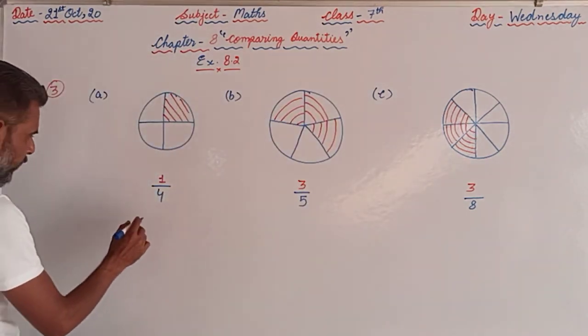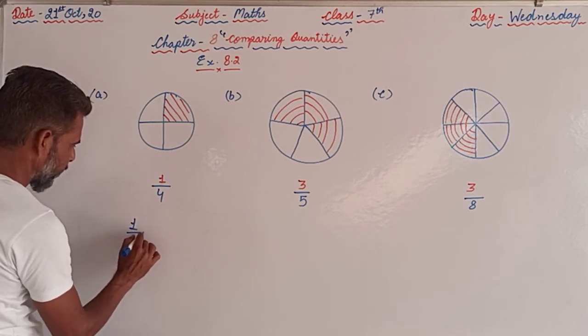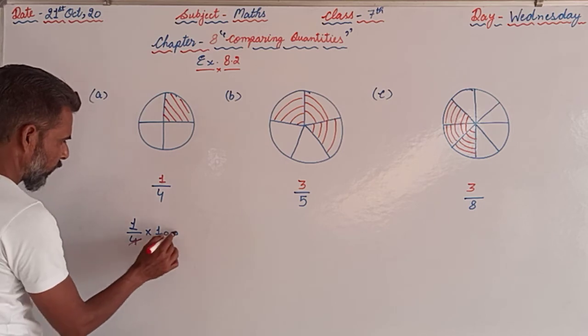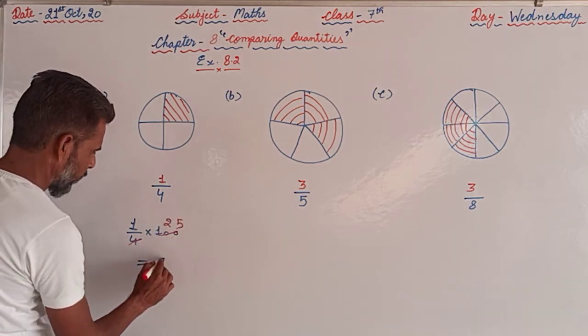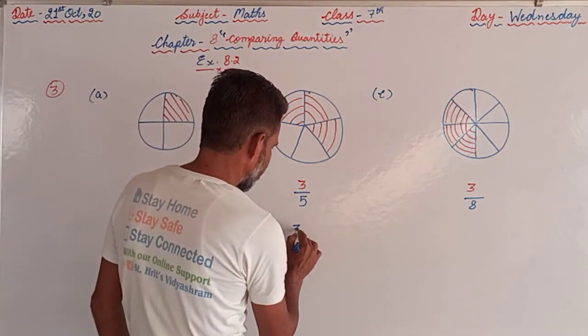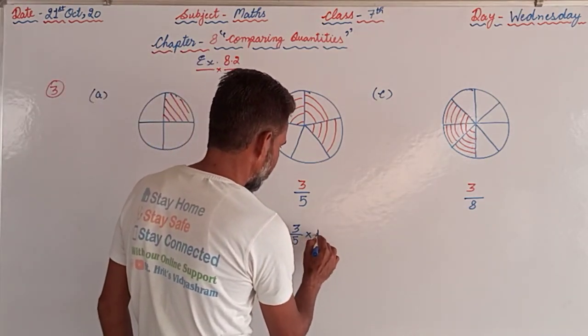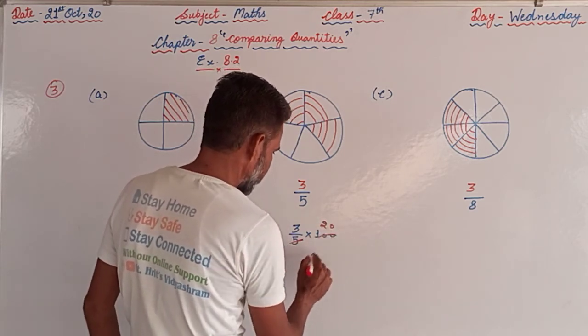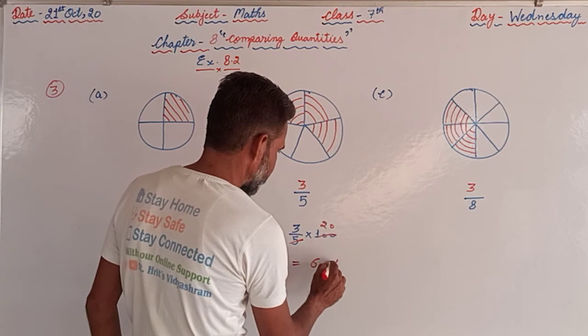Now we are supposed to convert into percent. So here we are supposed to multiply by 100, and 4 2s are 8, 2 5s are 10, so that is 25%. Here 3 upon 5 into 100, and that will become 5 2s are 10, 0 and 3 20s are 60, so 60%.